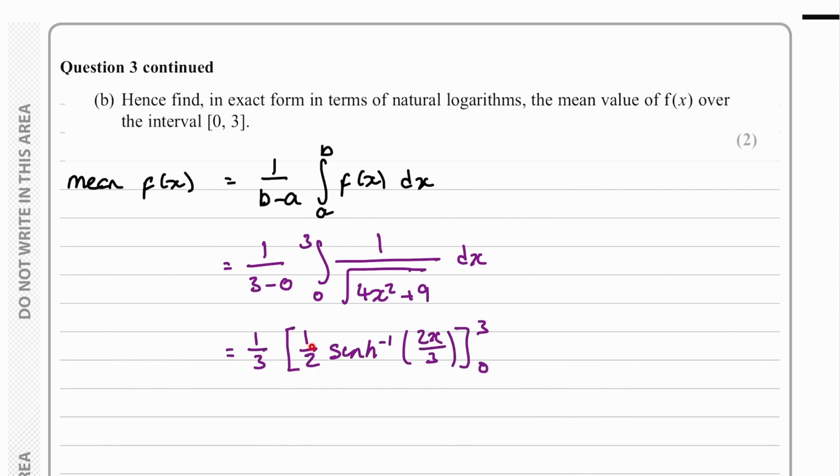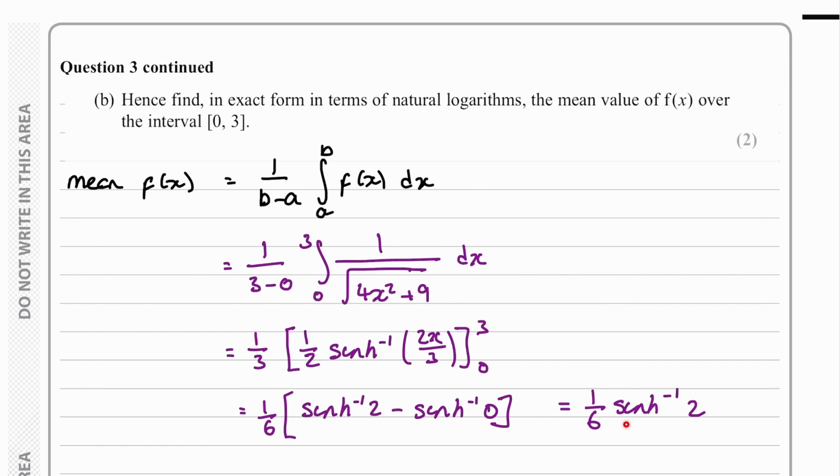So now I can move this 1/2 out in front, so this becomes 1/6. When we substitute in the 3, this becomes 2. And when we substitute in the 0, this becomes 0. So we can write this as 1/6 of the arcsine of 2.